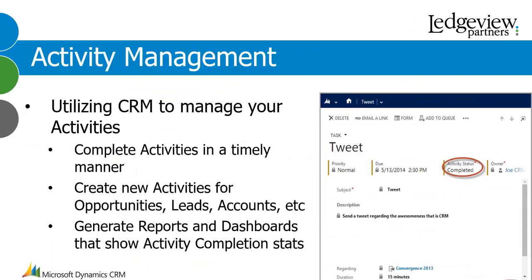Create new activities right away. So when you create a new lead or account or opportunity, create those activities right away. That way your sales process to either qualify a lead or sell the opportunity or follow up with an account is already in there. And you can also generate reports and dashboards that show your activity completion stats. So how many activities you created versus how many you've closed. That's critical as a manager, but it's also critical as a salesperson to know how you're doing keeping up with those items.